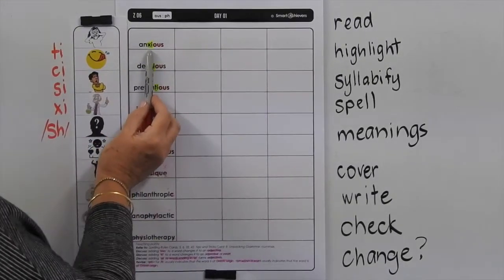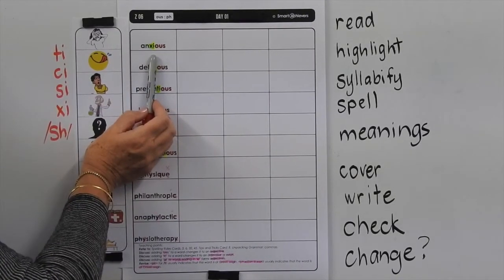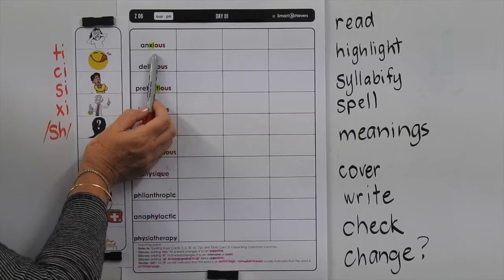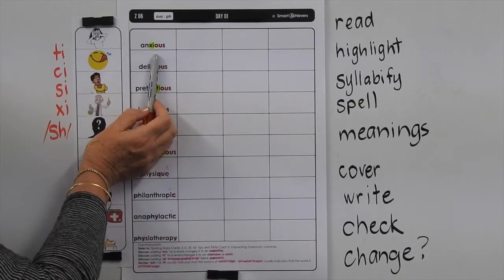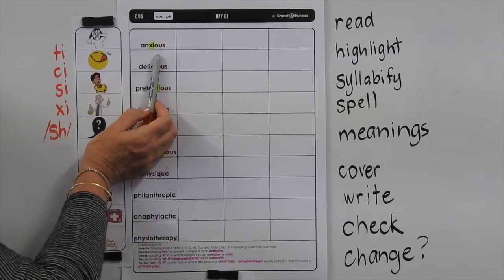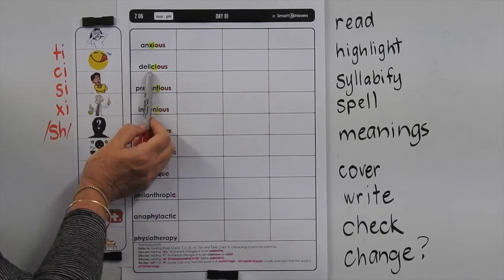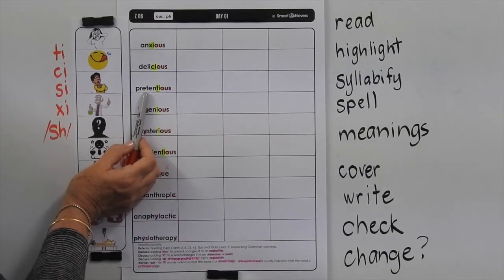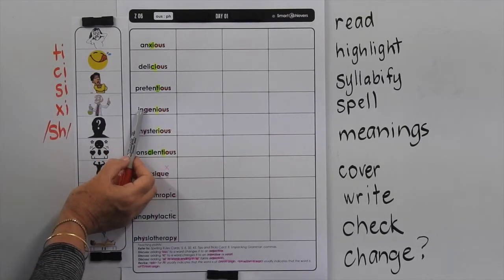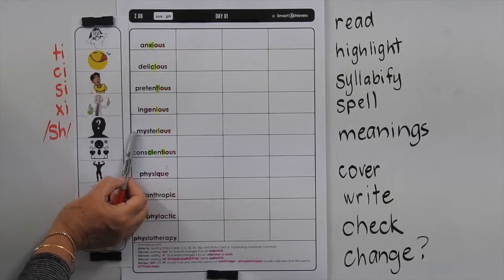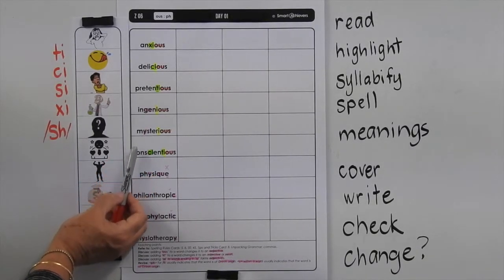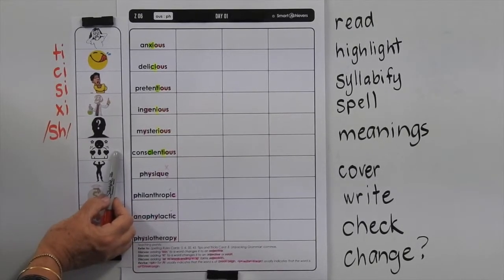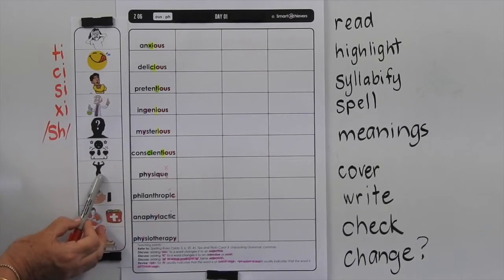Now let's go through and have a look at the meanings of these words. So anxious is a feeling when you're worried or nervous about something with an uncertain outcome. So it's a concern for something to happen. Delicious means a pleasant taste. Pretentious means attempting to be impressive by being showy and snobby. Ingenious means clever, original, and inventive. Mysterious means difficult to explain or understand. Conscientious means intent on doing one's best, acting in good conscience. Physique is a person's body or figure.